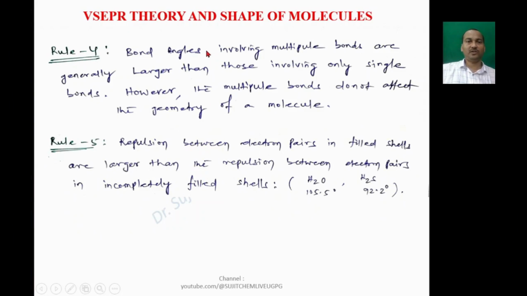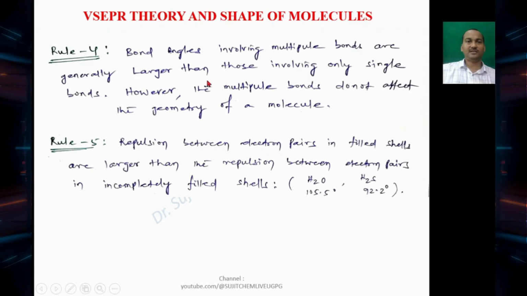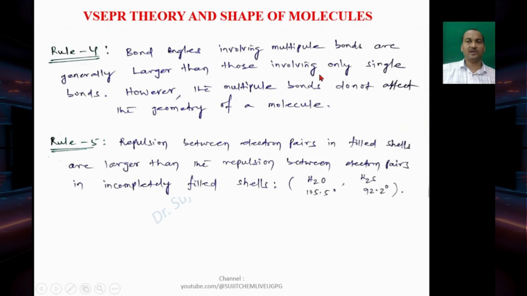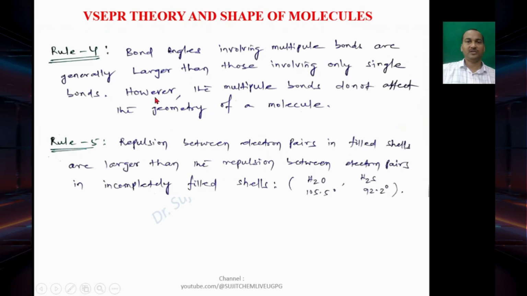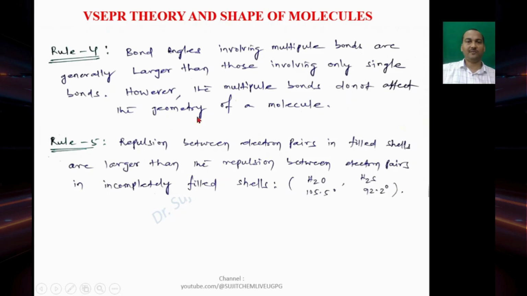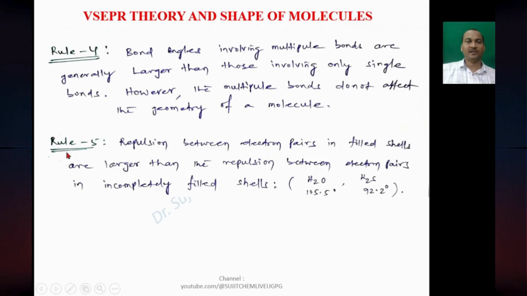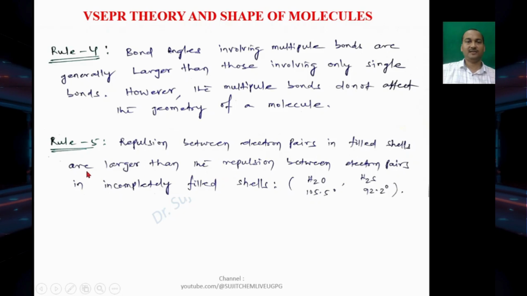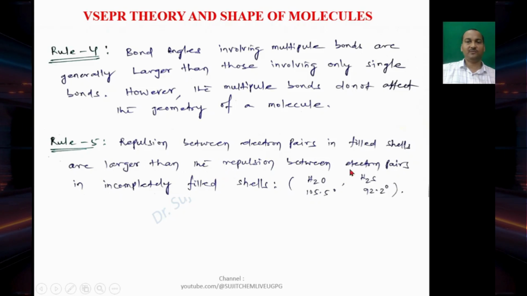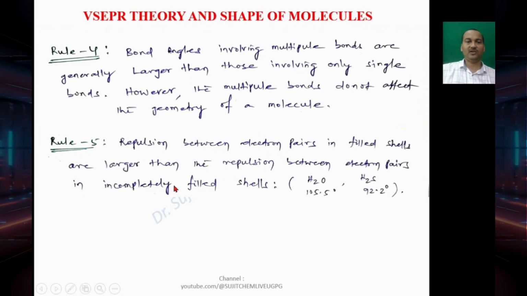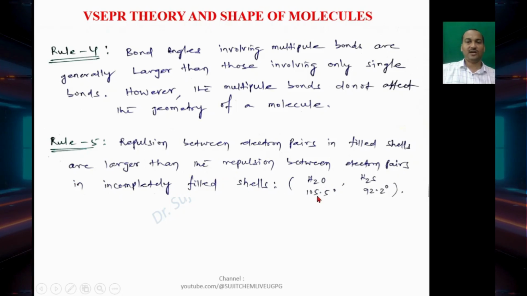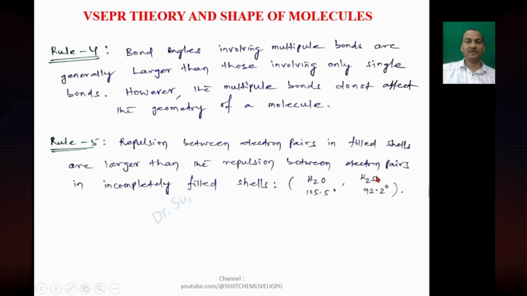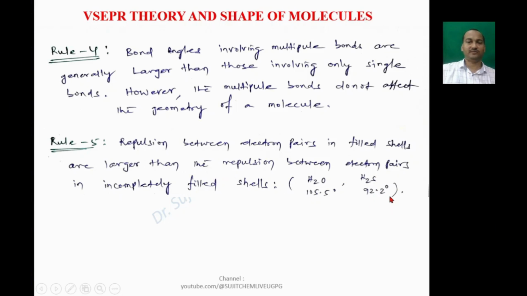Then rule number 4, the bond angles involving multiple bonds are generally larger than those involving only single bonds. However, multiple bonds do not affect the geometry of a molecule. Then rule number 5, the repulsion between electron pairs in the filled shells are larger than the repulsion between electron pairs in incompletely filled shells. Water 105.5, H2S 92.2 degrees.